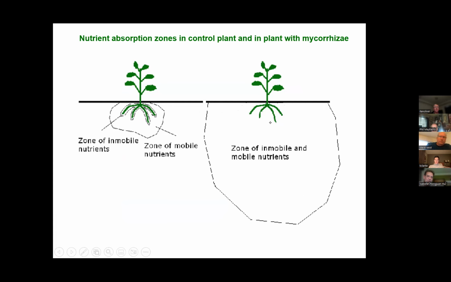On the other hand, when you have mycorrhiza, the hyphae of the mycorrhiza will be colonizing all this soil, and therefore they are bringing mobile and immobile nutrients from all over the place to this plant.